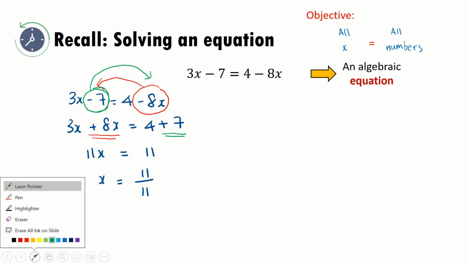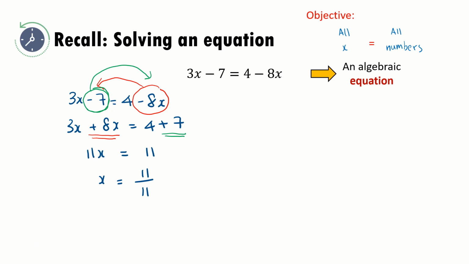So when trying to bring this 11 over to the right side, I need to break out the times found in between 11x, and then we do 11 divided by 11 over here. So x equals 11 over 11, and that gives us a value of 1 as our final answer.